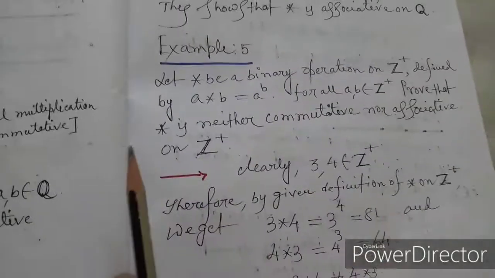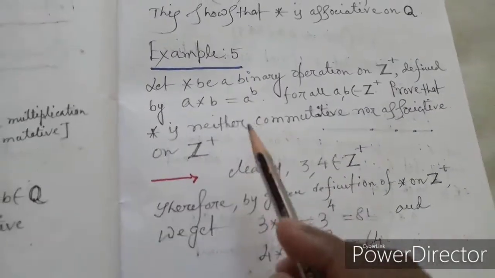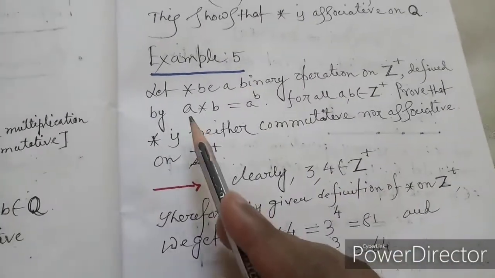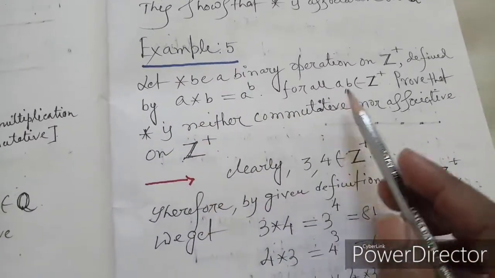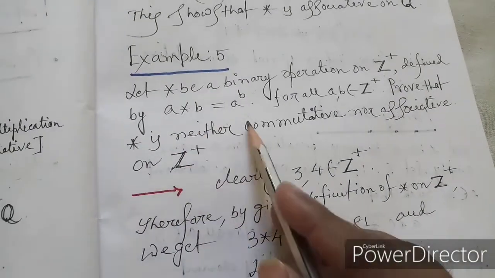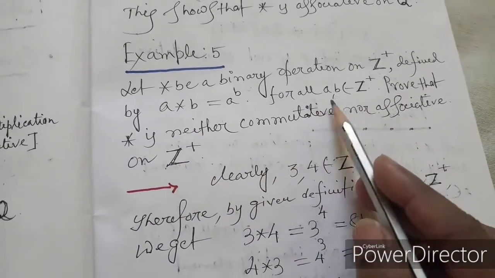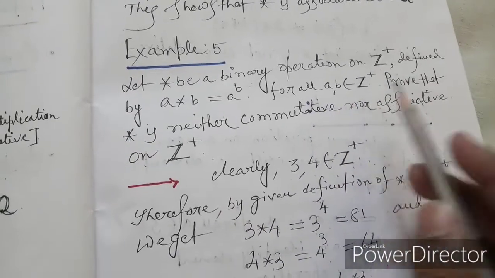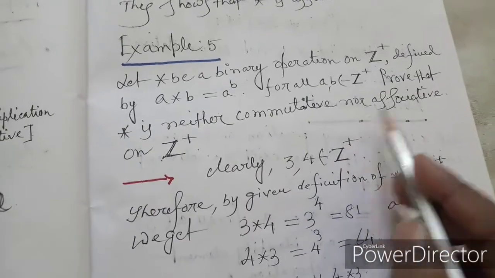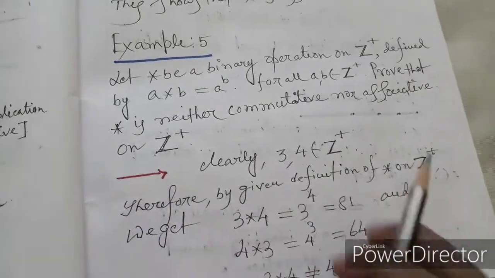So today's class is the continuation of binary operation. Now example number 5. The problem says: let star be a binary operation on Z plus defined by a star b equal to a to the power b for all a, b belonging to Z plus. Prove that star is neither commutative nor associative on Z plus.